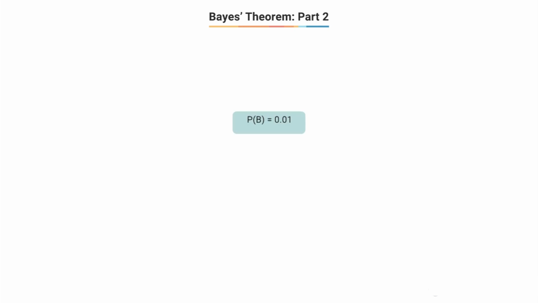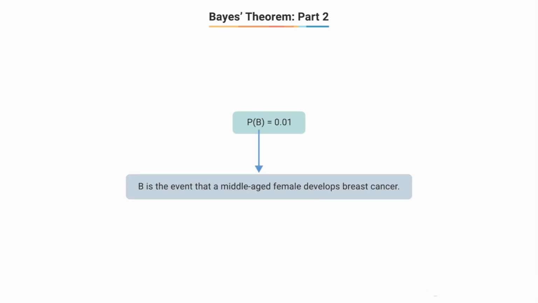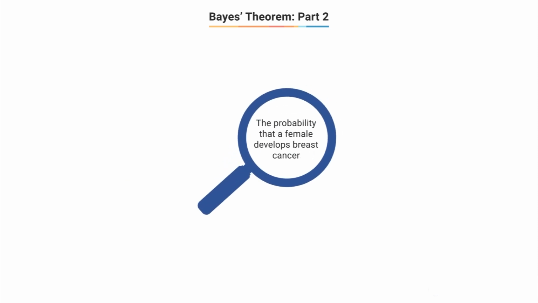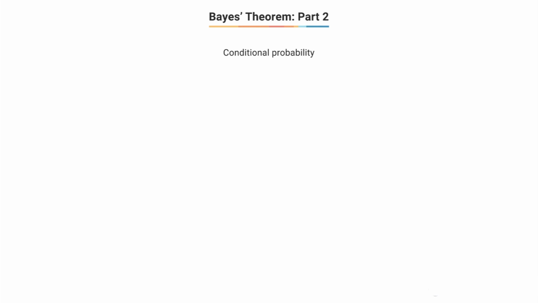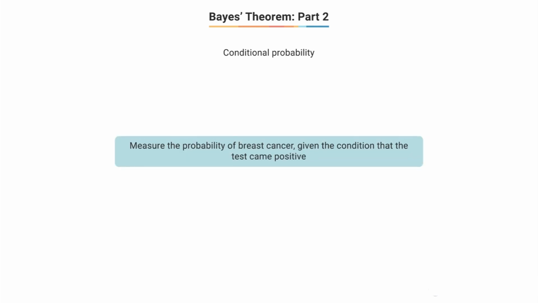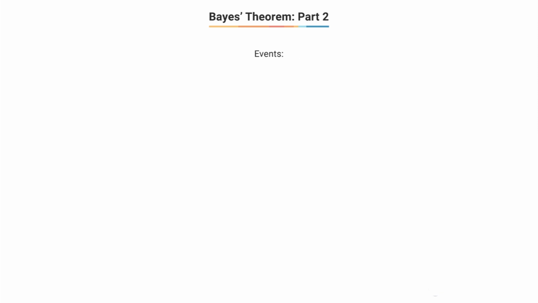We already know that P(B) equals 0.01, where B is the event that a middle-aged female develops breast cancer. Now we want to know how this probability changes if the female tests positive. So basically, we want to find the probability that a female actually develops breast cancer if she tests positive. We cannot treat this as 100% because there can be cases of misdiagnosis as well. So in other words, we are asking how reliable is this testing methodology. Can you tell what type of probability we are looking at here? This is a type of conditional probability because we are measuring the probability of breast cancer given the condition that the test came positive.